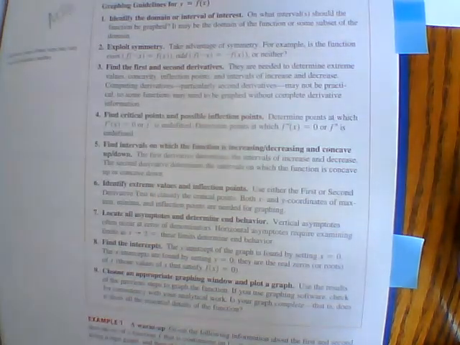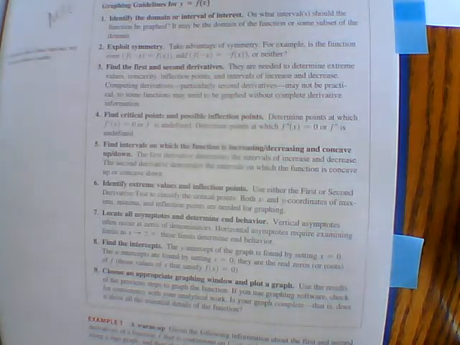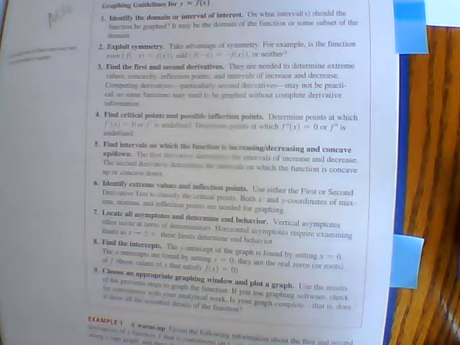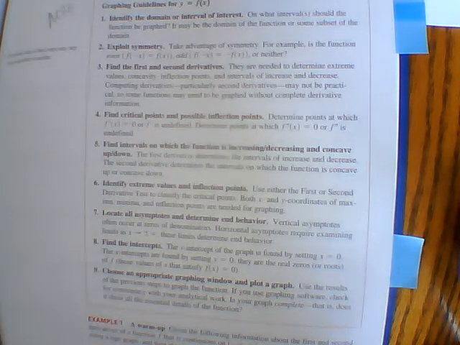Okay, so once again, on step 3 right here, they're needed to determine extreme values, concavity, inflection points, intervals of increasing and decreasing. From there, we'll find our critical points. So we'll find when f prime of x equals 0, or when it is undefined. And then we'll look at the second order derivative: when is it 0, when is it undefined. Once again, for step 5, when our first order derivative equals 0, that'll tell us the intervals on which we're increasing or decreasing.